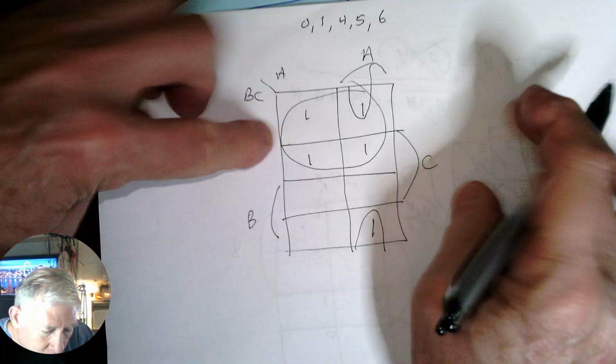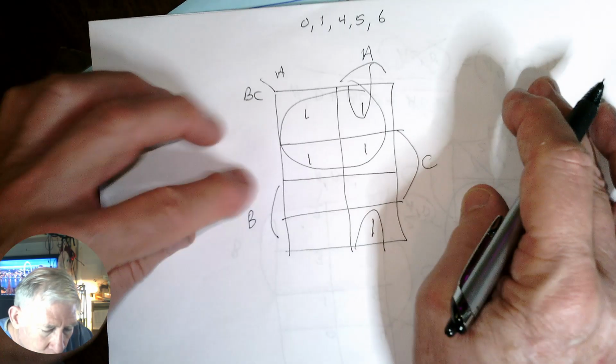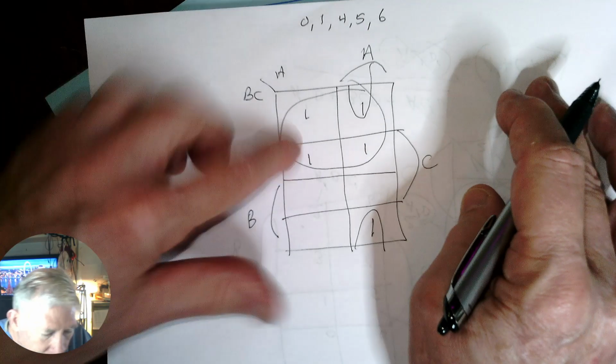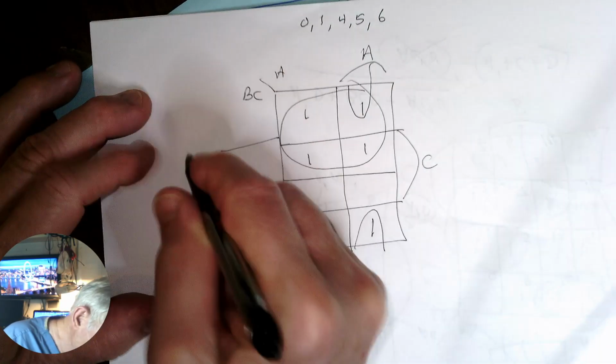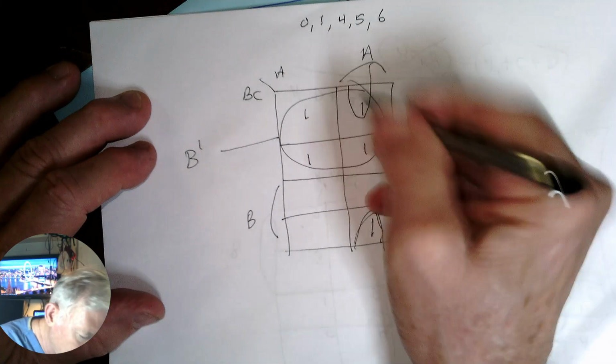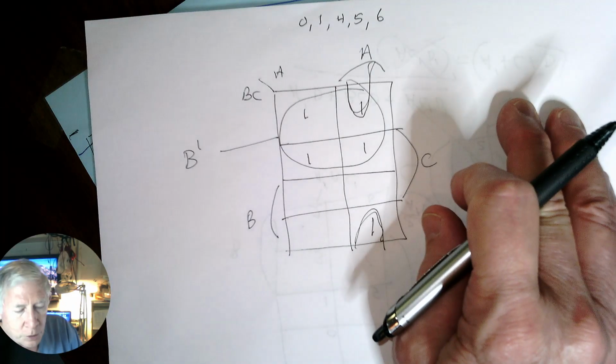So what do we have here? Well, we have C and C prime, so C is going to drop. And we have A and A prime, so A is going to drop. So we're just left with B, but it isn't B because it's B prime. So this is B prime, and then we're going to add to that this group of 2. Now, since we combined 4 boxes, we drop 2 variables, so we're just left with B prime.